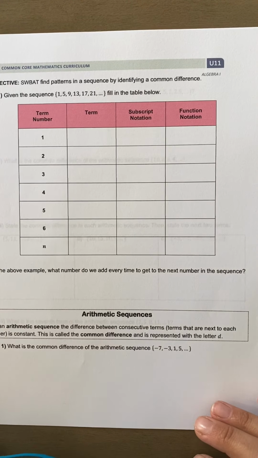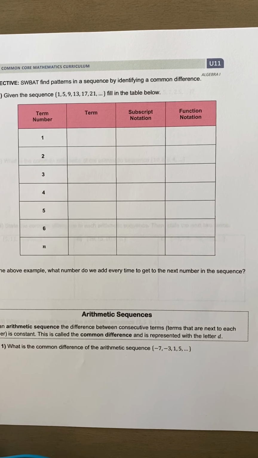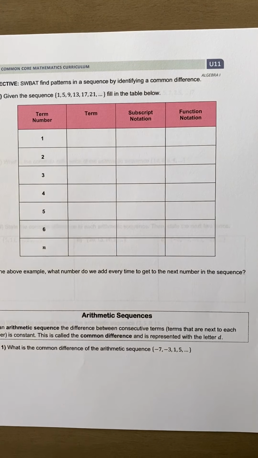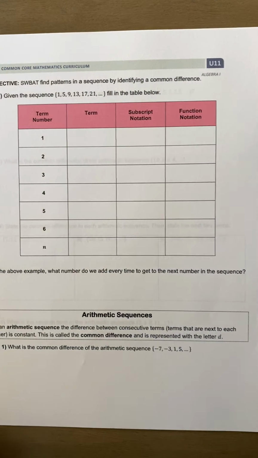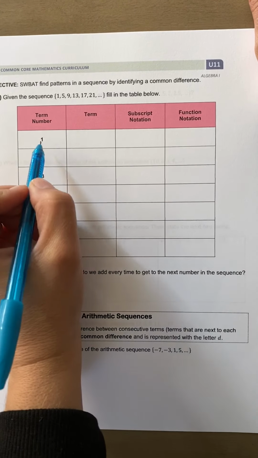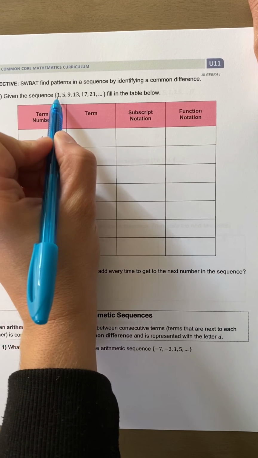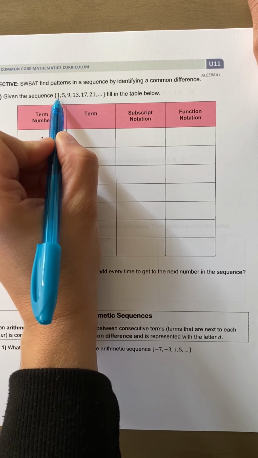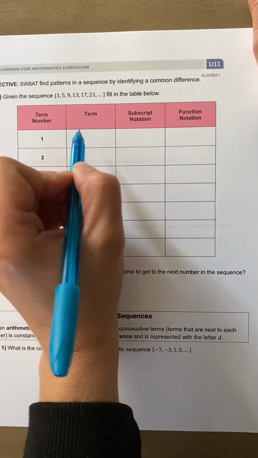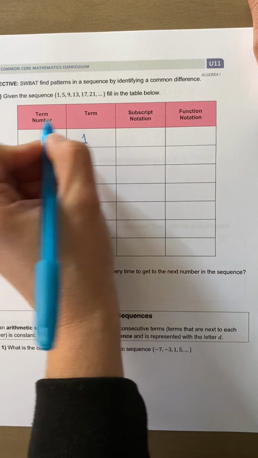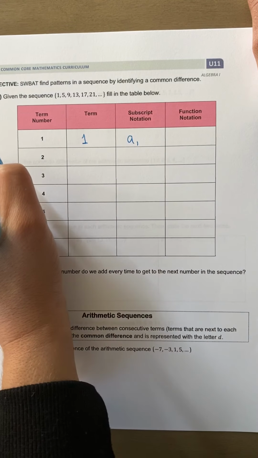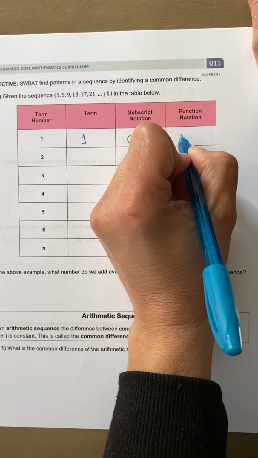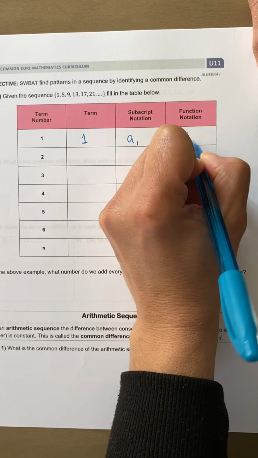Okay, we have this sequence 1, 5, 9, 13, 17, 21, which I think is the same as your notes right here. We're just going to be working with it a little bit. So term number 1, the term in that position is a 1. The subscript notation, so it's A sub 1. And the function notation is f of 1.